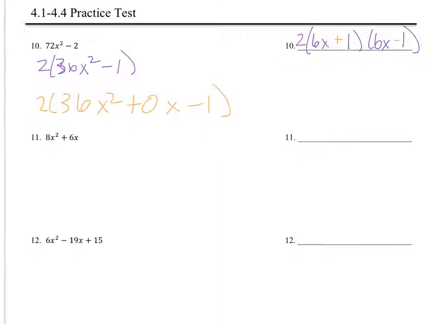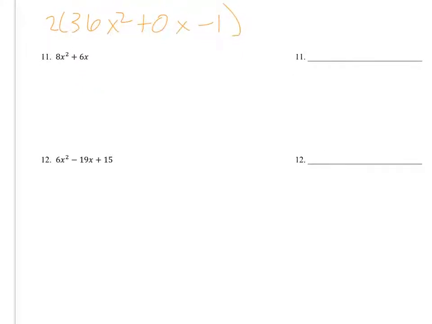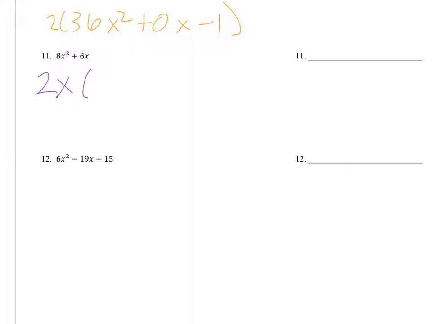Next problem. So again, first when I look at this, what do they have in common? What can I take out? They both have a 2 and an x in common. So 8x divided by 2x would give me 4x. And 6x divided by 2x would give me 3.